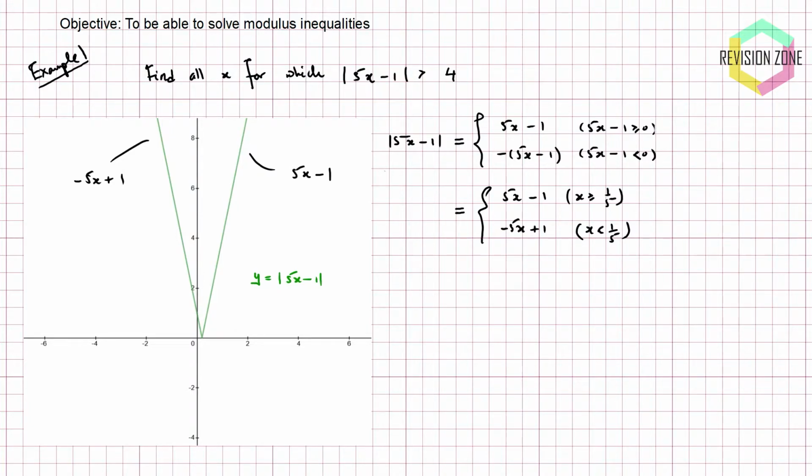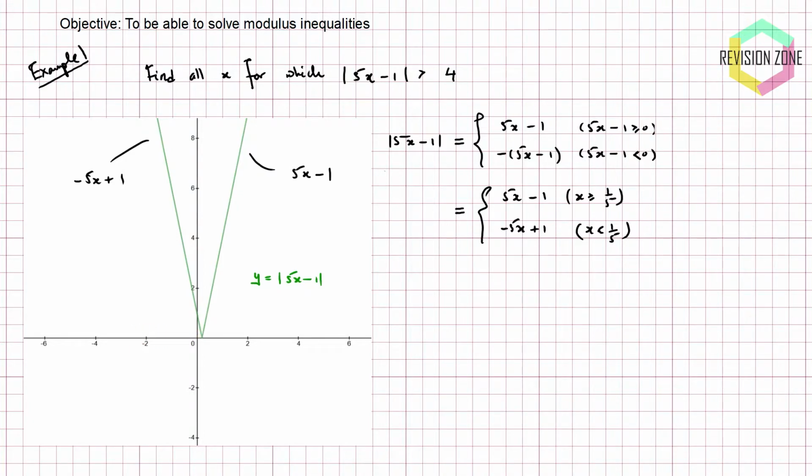Now looking at the graphs, I know that this branch has a positive gradient, so it has to be described by this, and it's reassuring that it's defined for x bigger than or equal to a fifth, which is this chunk here. And then this branch has a negative gradient, so it has to be described by this. And again, that's defined entirely for x being less than a fifth, so it's going to be all that chunk here. So that's consistent.